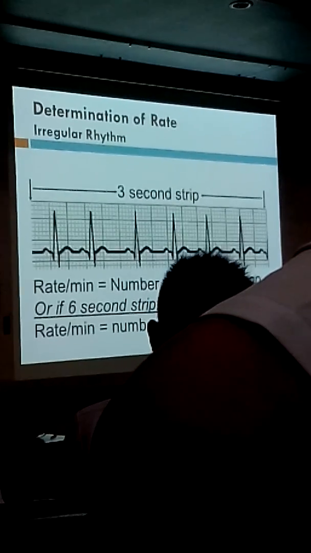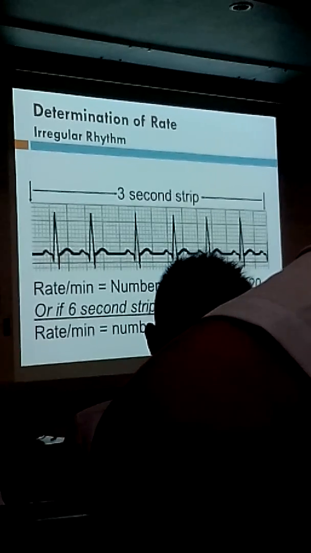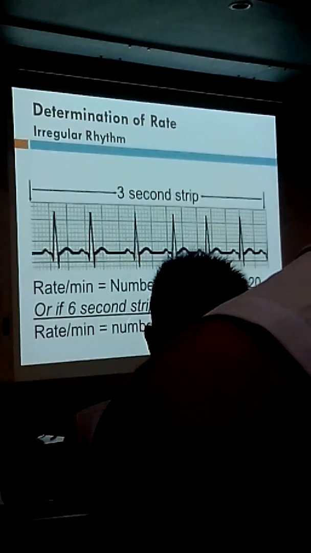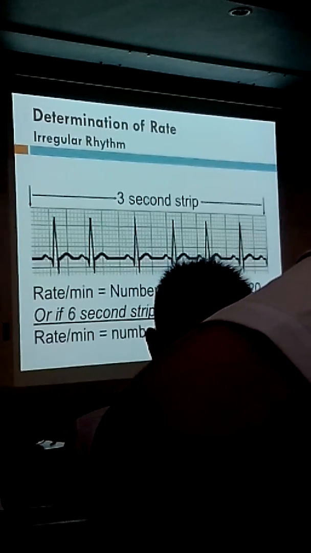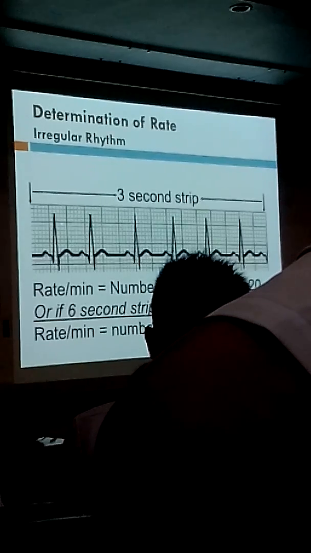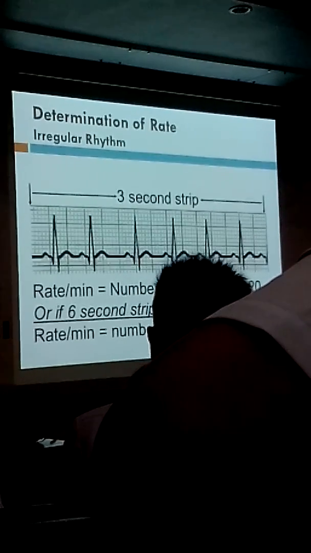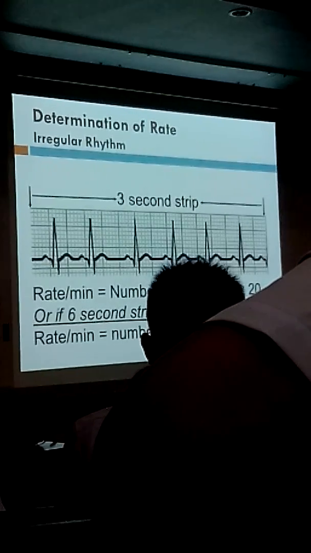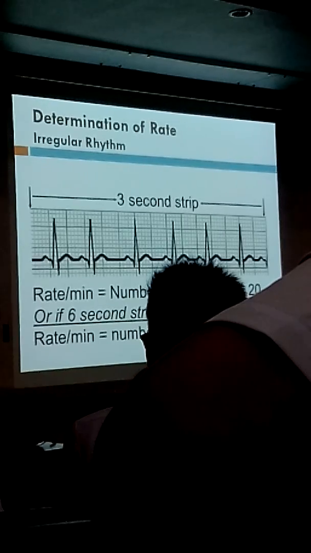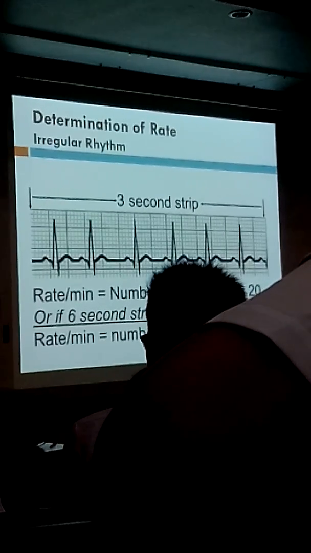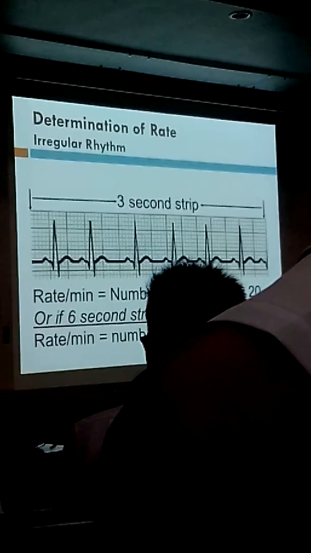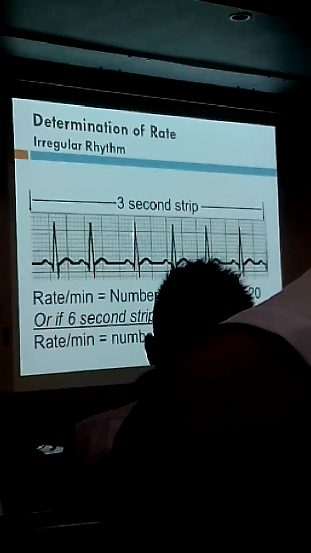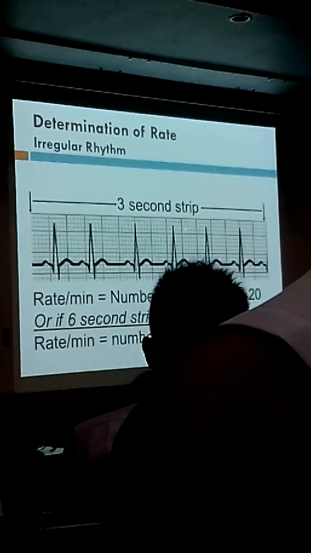So here, 1, 2, 3, 4, 5, 6 times 10, approximately. And for the 6-second strip, you multiply it by 10. So this is a 3-second strip. 1, 2, 3, 4, 5, 6. 120. Times 20. So meaning, patient has an abnormal rate. So it's more than 100. And because, take note, it is irregular, the R wave here is longer compared to the R wave here.